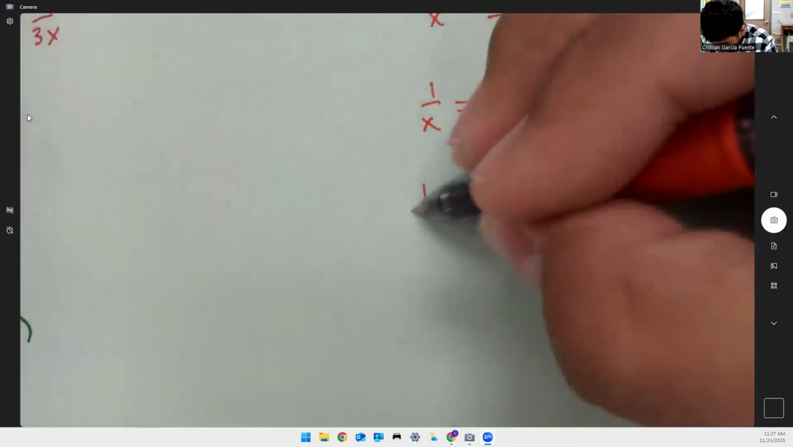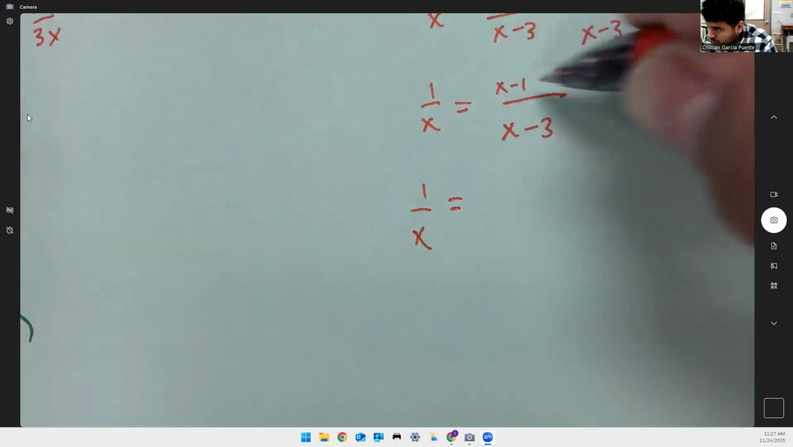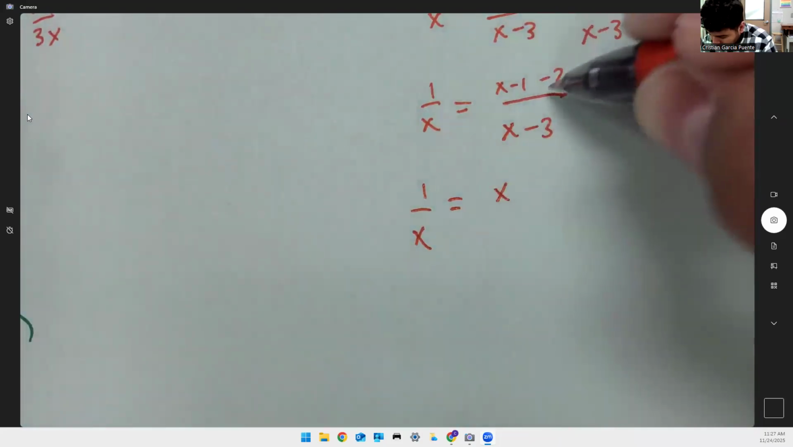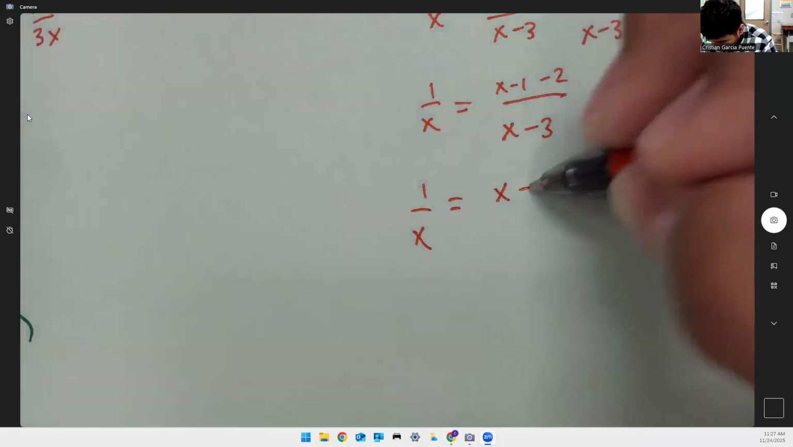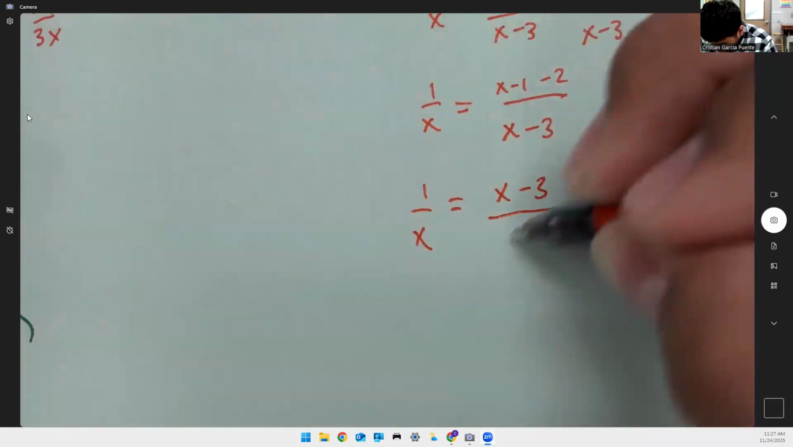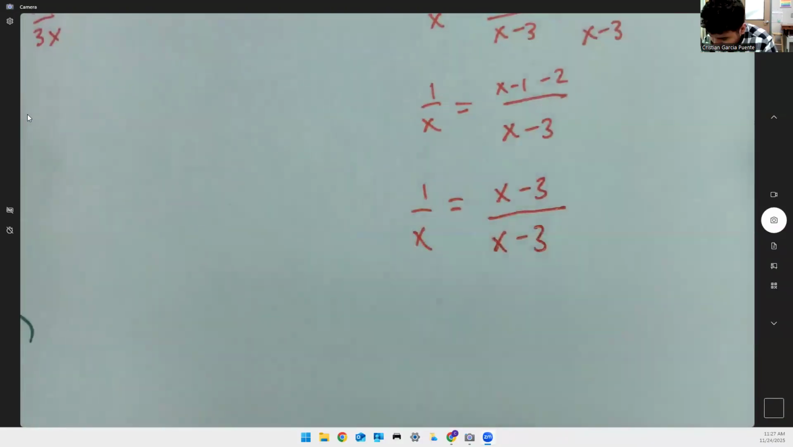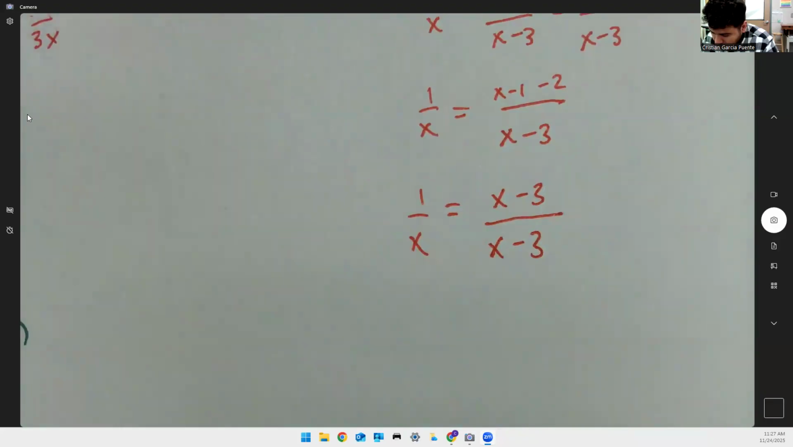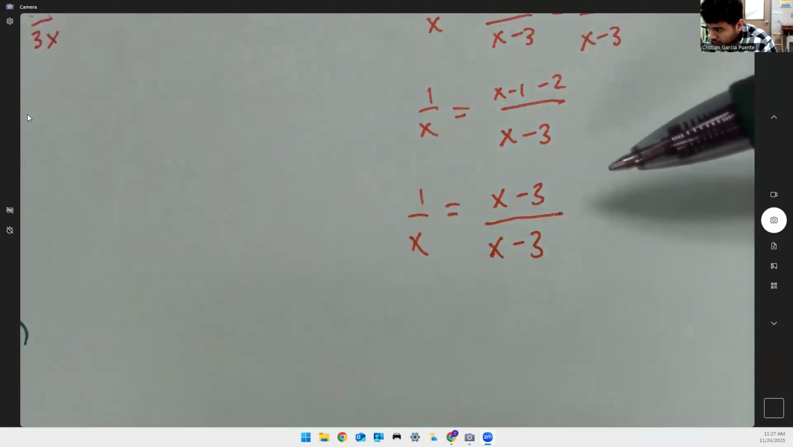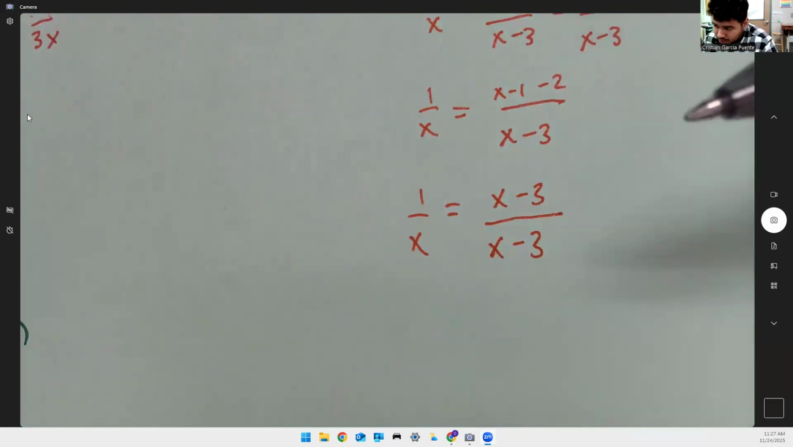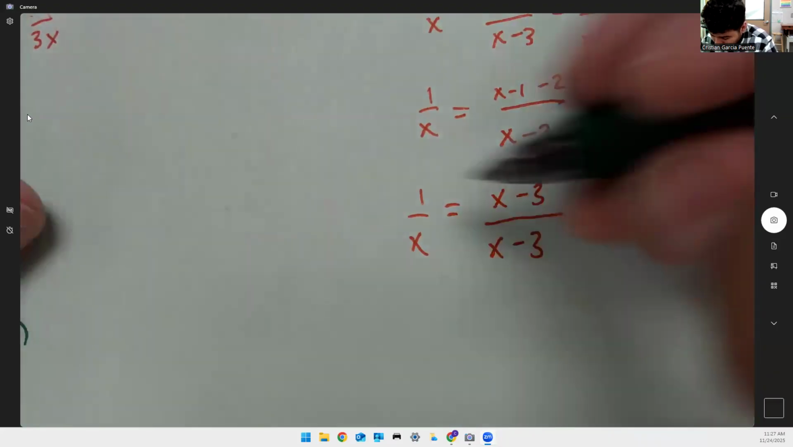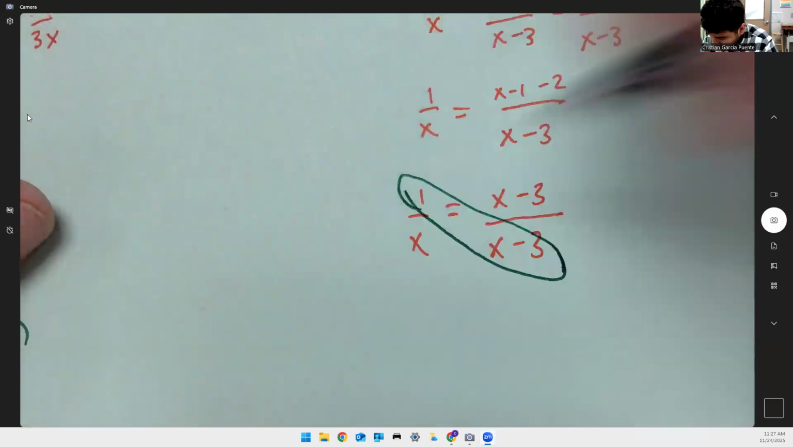So again, 1 over x. Now let's just simplify. So what's negative 1 minus 2? That's just negative 3. So you're left with (x minus 3) over (x minus 3). And now we could cross multiply. There's one thing you could do right here further if you notice it, but I'm just going to leave it as if I didn't notice it. So cross multiply.